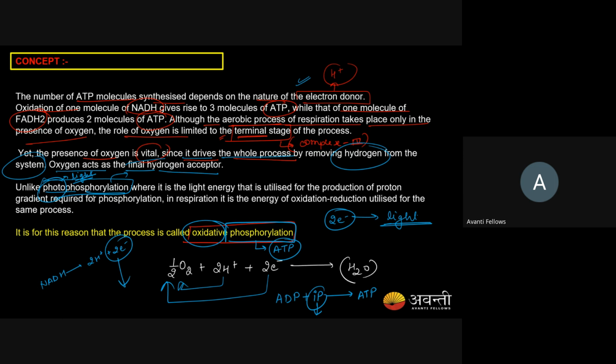Try to read out this concept. Unlike photophosphorylation, where light energy is utilized to make a proton gradient for phosphorylation, in respiration the energy released from oxidation-reduction is used, because here we are doing oxidation of NADH. In photosynthesis we use light energy, but in respiration the energy is released in the form of electrons. We will use these electrons. That's the main reason we call this process oxidative phosphorylation. In short, we can call it OP.